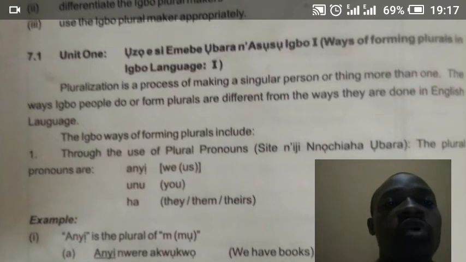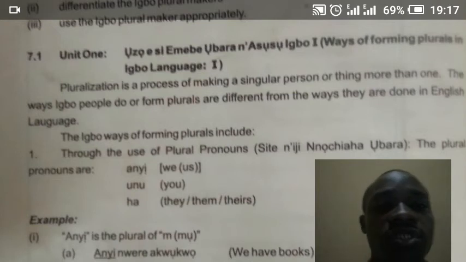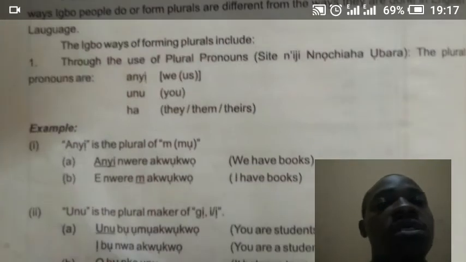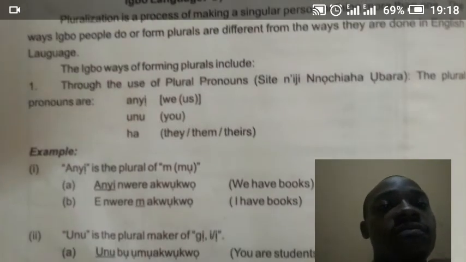Let's look at ụzọ esi emebe ụbara n'asụsụ Igbo, ways of forming plurals in Igbo language. Okay? So pluralization is a process of making a singular person or thing more than one. The ways Igbo people form plurals are different from the ways they are done in English language. So that's why we are here. So look at the way we form our Igbo language.